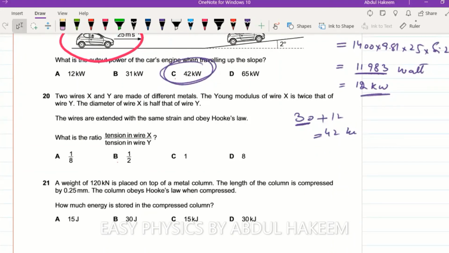Two wires X and Y are made of the different metals. The Young modulus of the wire X is twice that of the Y. The diameter of the wire X is half that of the Y. The wires are extended with the same strain and obey Hooke's law. What is the ratio, tension in wire X divided by tension in wire Y?